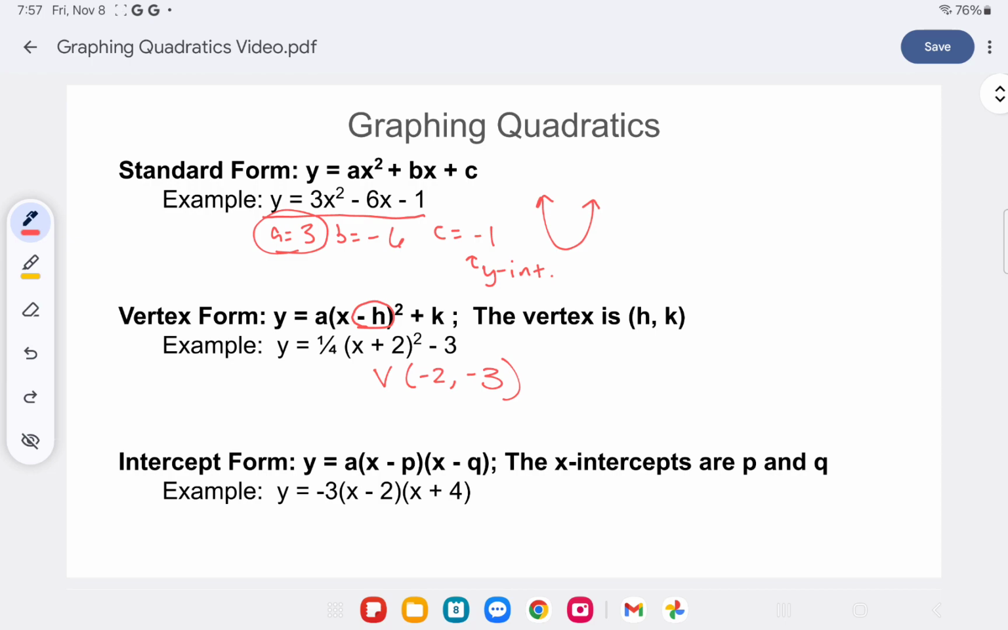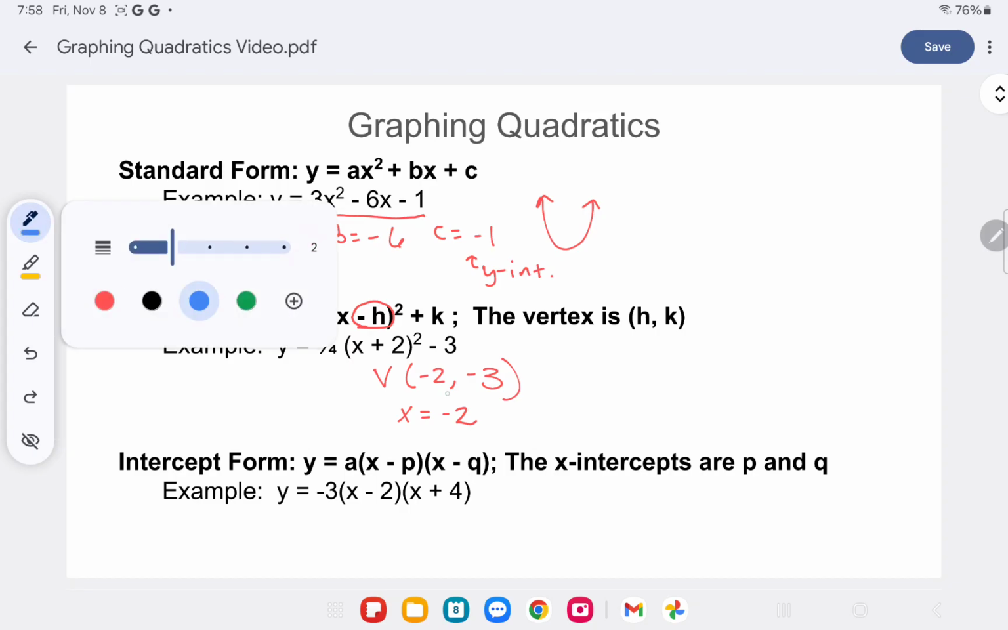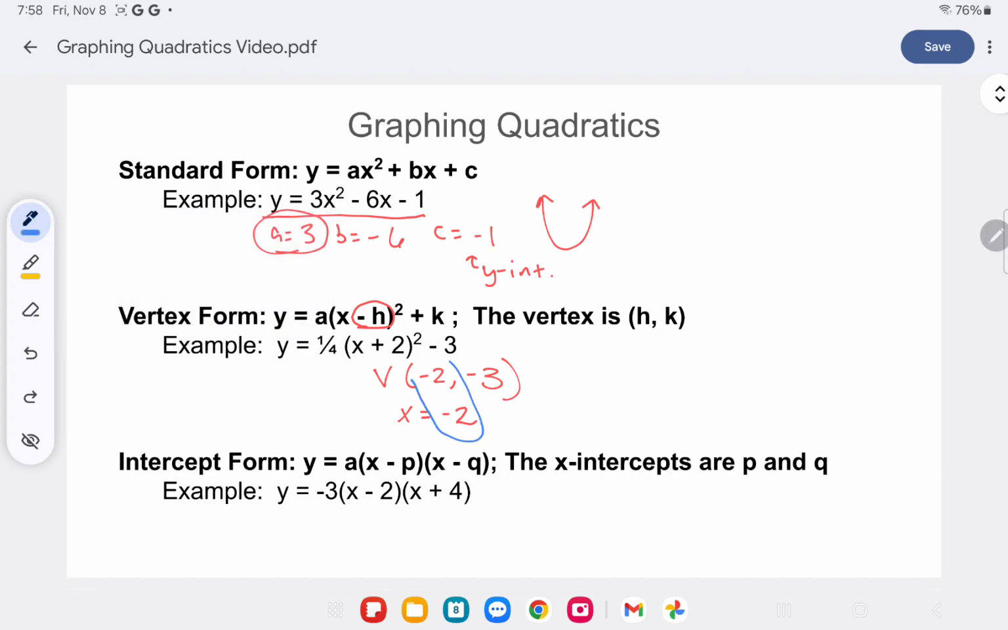So if our vertex is (-2, -3), we're already off to a great start if we were going to be graphing this quadratic in vertex form. The vertex is the most important part of the graph. And we also know if this is our vertex, then our axis of symmetry is at x equals -2, because the vertex is always on the axis of symmetry, and so these two numbers always match. But we'll go into more detail with that later also.